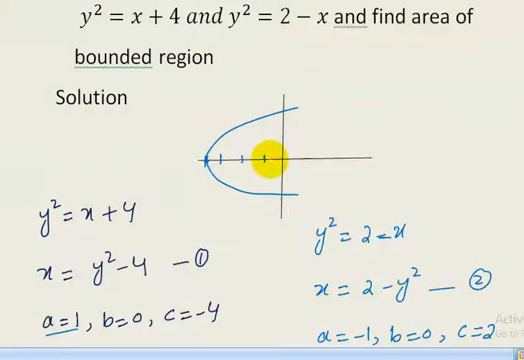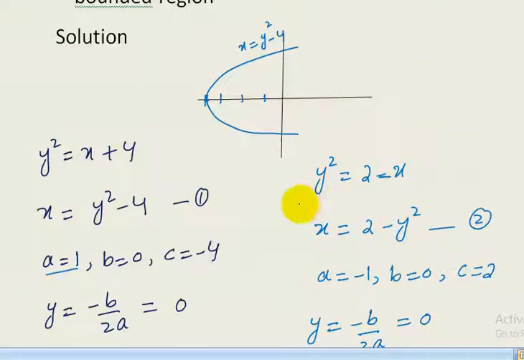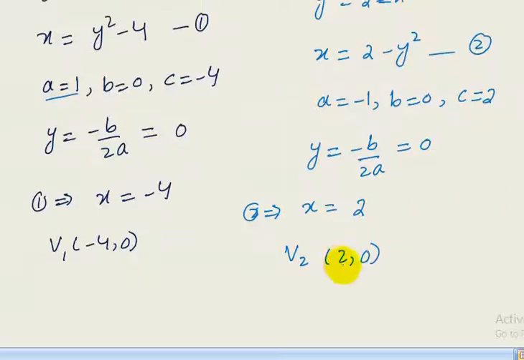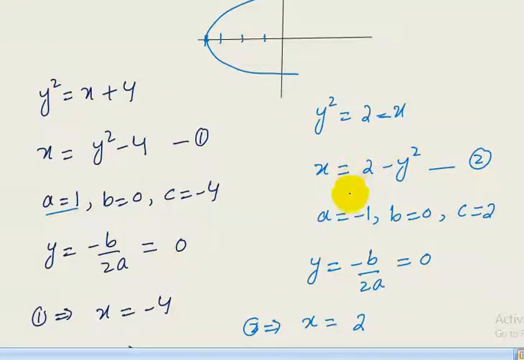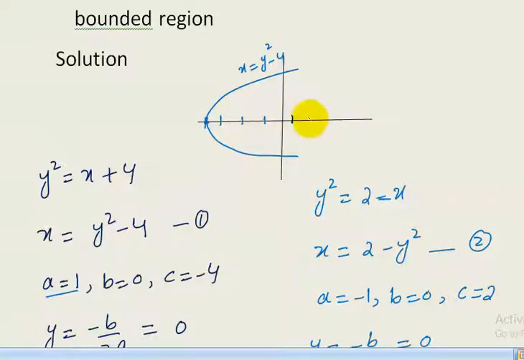First parabola. Similarly, we can sketch the second parabola. Now the vertex for our second parabola is 2 comma 0, as a is equal to minus 1, which is less than 0. So our second parabola has vertex at 2 comma 0, and this opens leftward as a is equal to minus 1, which is less than 0. So our second parabola looks like this, and the equation of the second parabola is x is equal to 2 minus y square.